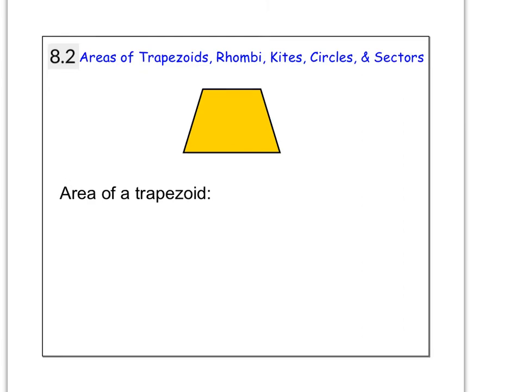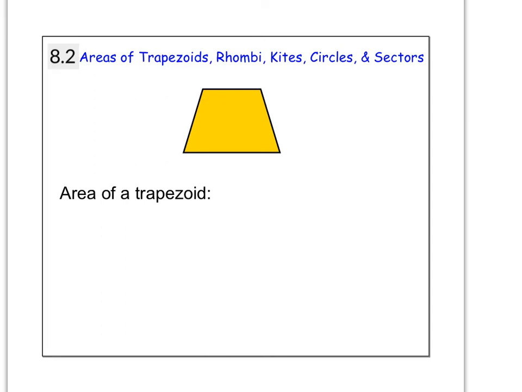Let's get started. Unit 8, Lesson 2. We're going to cover the areas of lots of different shapes today. We're going to cover trapezoids, rhombi, kites, circles, and sectors of circles. So there will be a lot of formulas, but you got this. Let's start with area of a trapezoid.